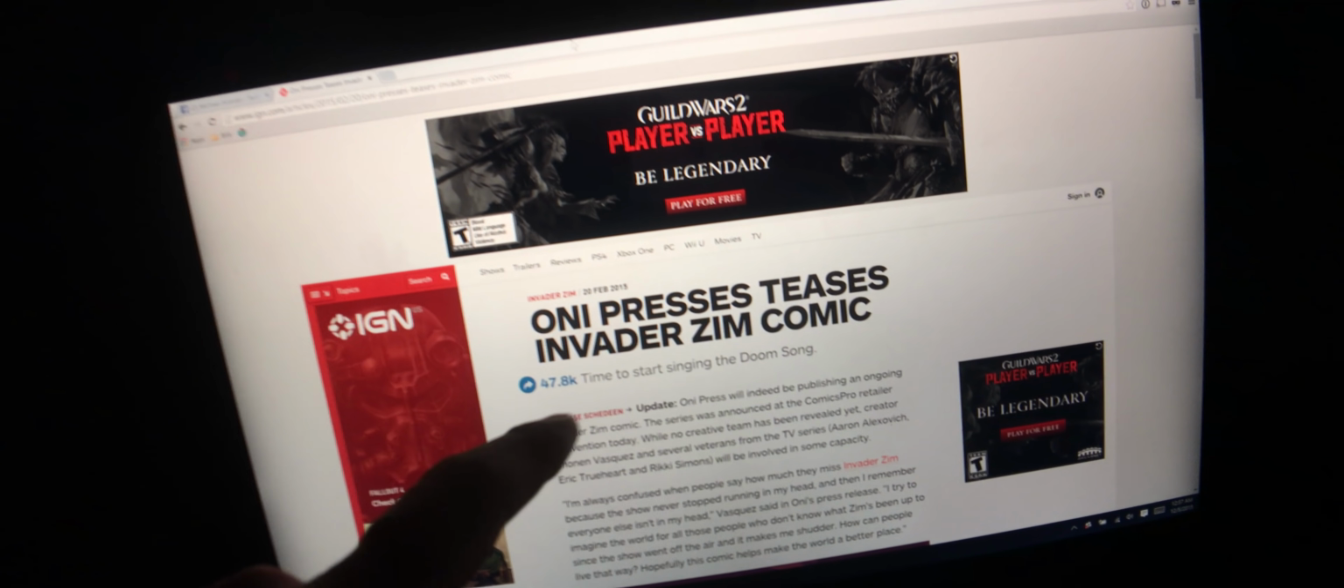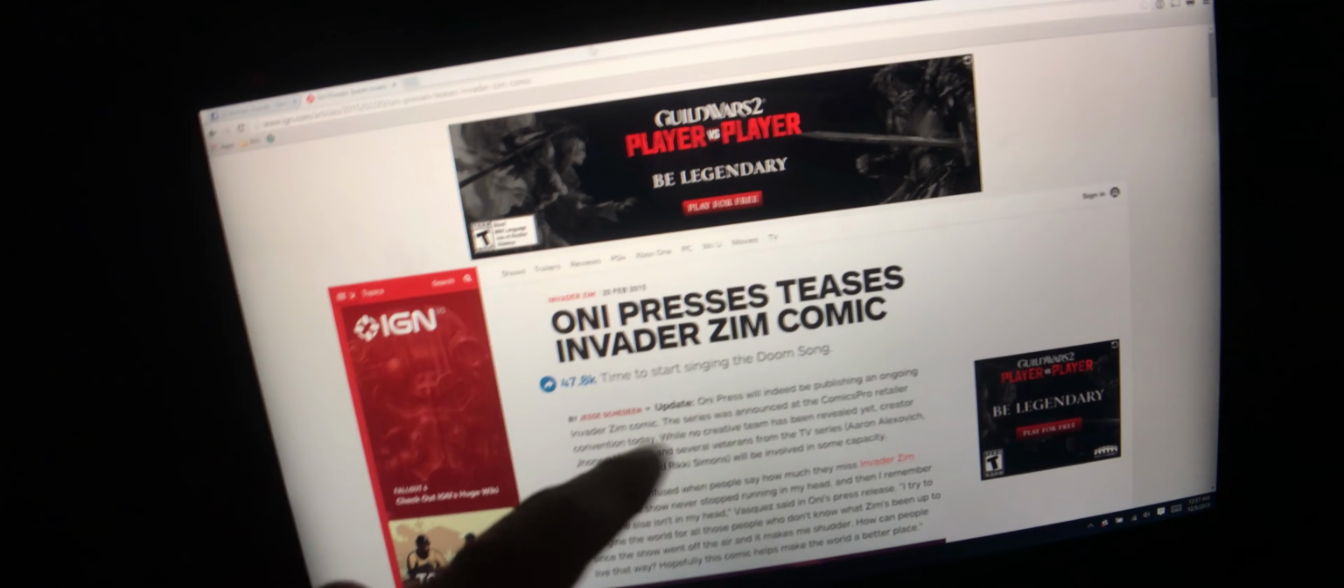I also just learned that there's going to be an Invader Zim comic. Invader Zim was probably my favorite cartoon to ever air on Nickelodeon. So this is very exciting to me. I don't even really like comics. I feel like they're really expensive for how short they are. I mean, I know a lot of work goes into each one of them, but I've never been into them. But this might actually get me to buy a comic book.